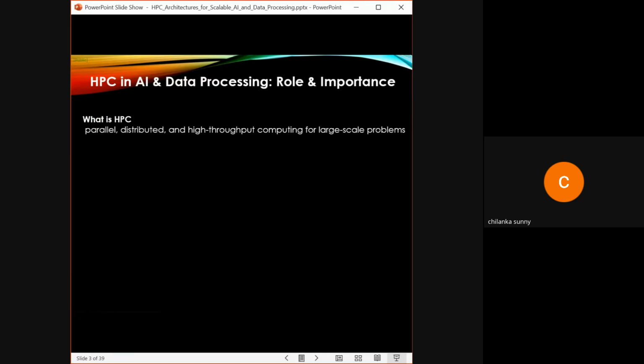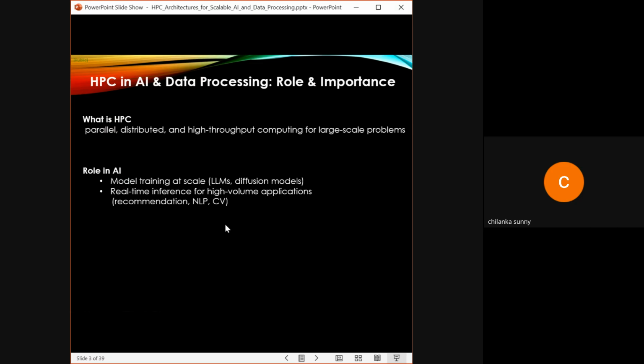But what is HPC? HPC refers to computing at the highest possible performance levels, not just the raw speed, but also the ability to scale workloads across thousands of compute nodes efficiently. And in AI, HPC enables training large-scale models like GPT, stable diffusion, and multimodal systems that would otherwise take years to train on conventional systems.